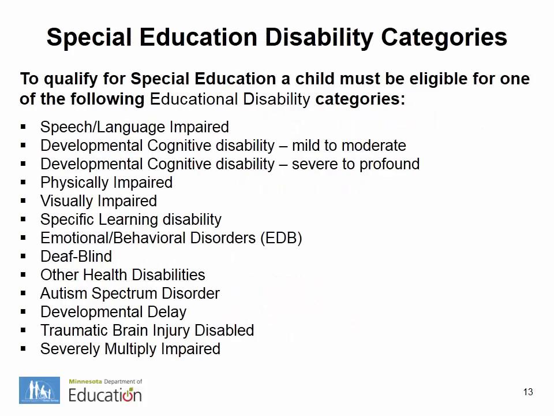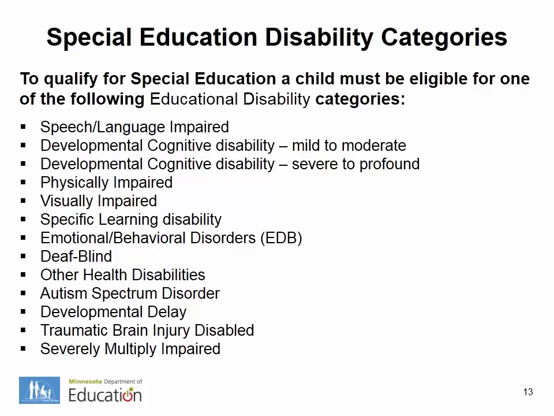To qualify for special education, a child must be eligible in one of these educational disability categories: speech or language impaired, developmental cognitive disability, mild to profound, physically impaired, visually impaired, specific learning disability, emotional or behavioral disorders, deaf, blind, other health disabilities, autism spectrum disorder, developmental delay, traumatic brain injury, disabled, severely multiply impaired. These are the education disability categories.